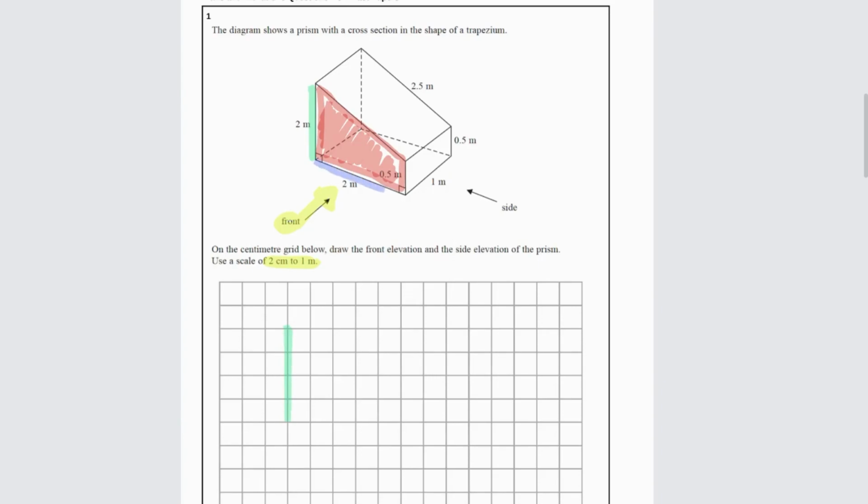This edge down here, the base, is also 2 meters, so again 4 centimeters or 4 squares on that centimeter grid. And this is half a meter, that small edge there, so just 1 square. And then our final edge, this top slanted, we'll just join those two up. And we should use a ruler to do that, and that is an accurate front elevation on this grid.